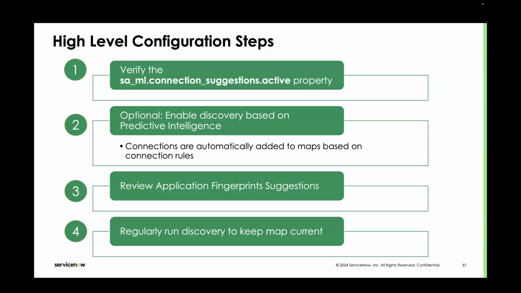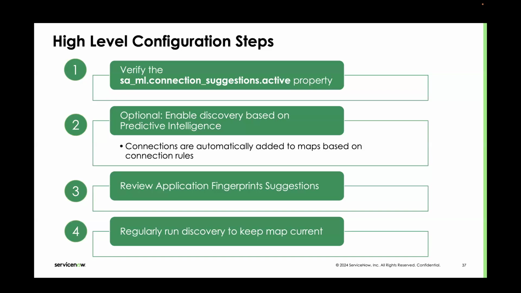Third step we have is reviewing application fingerprint suggestions. So in addition to providing suggestions to our existing business services that we have mapped out, we're also able to provide suggestions for entire applications based on the connections we're finding during discovery. So Japel mentioned this earlier with using that TCP connection data. We're able to identify entire business applications that might not already be mapped out in our system.